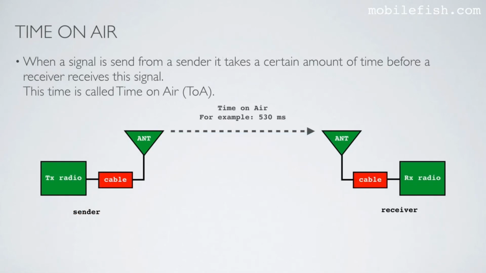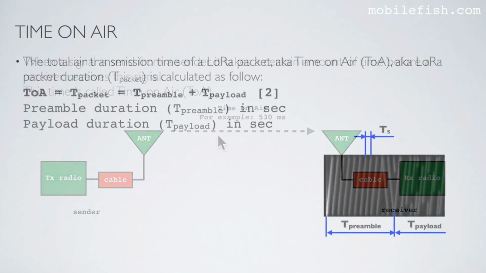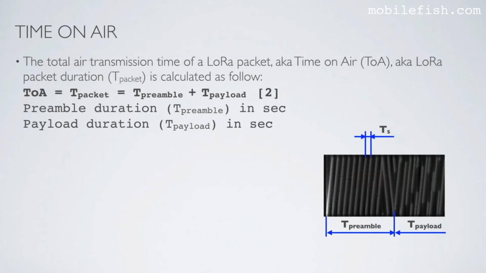When a signal is sent from a sender, it takes a certain amount of time before a receiver receives this signal. This time is called time on air. In this example, the time on air is 530 milliseconds. The total air transmission time of a LoRa packet, aka time on air, aka LoRa packet duration, is calculated using this equation. The packet duration equals the preamble duration plus the payload duration.